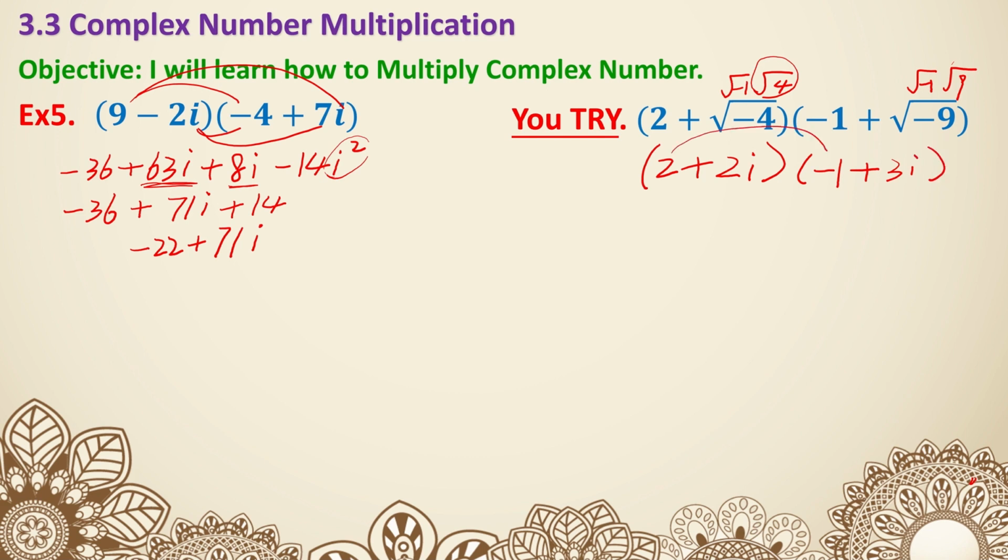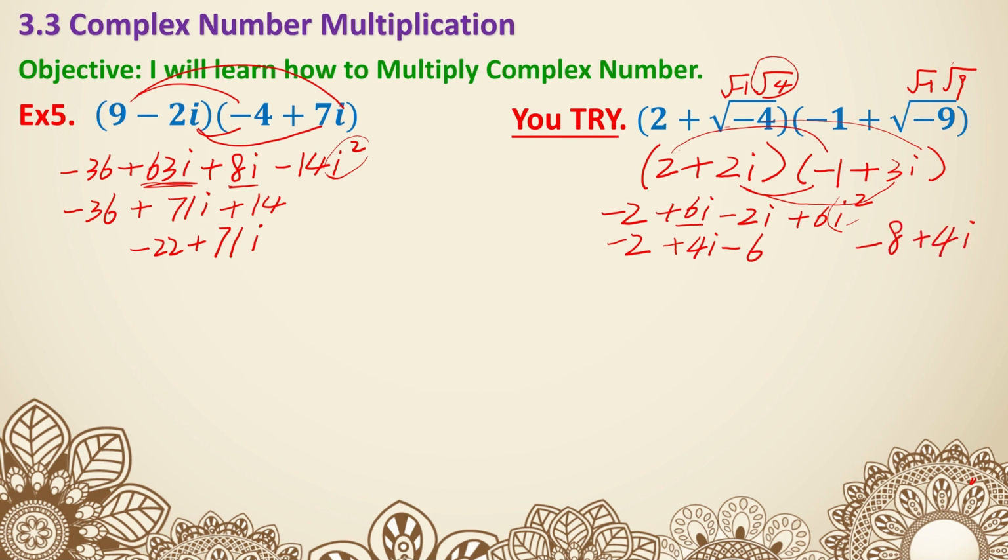Let's do our distribution. 2 times -1, 2 times 3i. So it's -2. 2 times 3i is 6i. Then 2i times -1 is -2i. And 2i times 3i is 6i squared. Combine like terms. -2 stays there. 6i minus 2i is 4i. And then 6i squared on the end. i squared is -1, so that becomes -6. Final answer, -8 plus 4i. There you go. That's example 6.